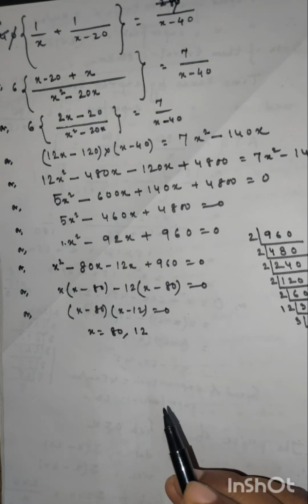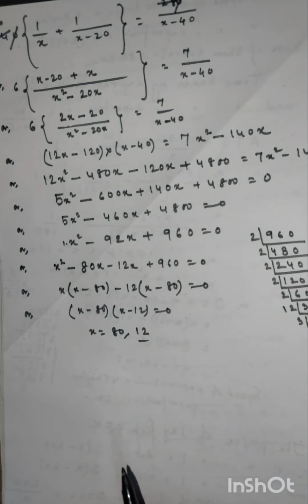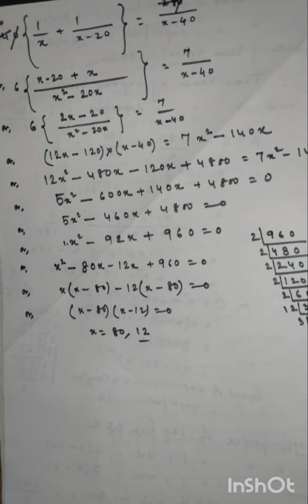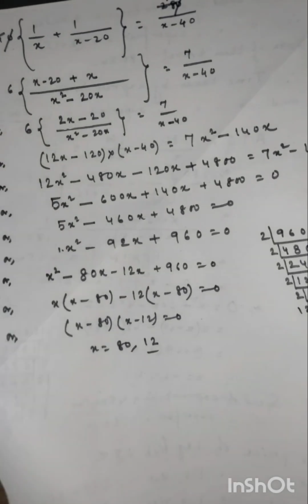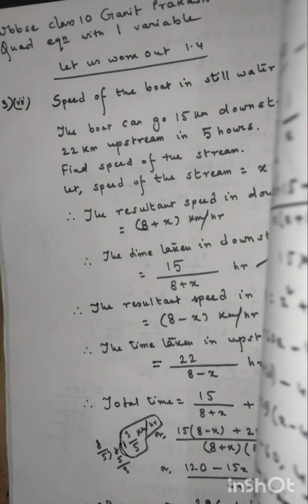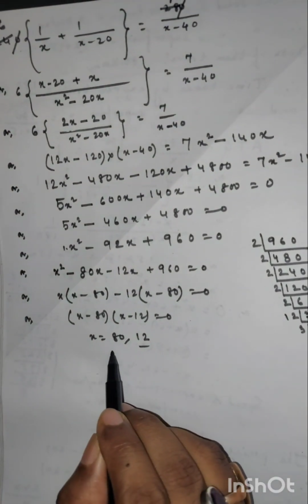So x is 80 or 12, but x cannot be 12 because if it is 12, then the price of dal and rice will be in negative. The price of dal will become -8 and the price of rice will become -28, which is not possible. So we have to take this.